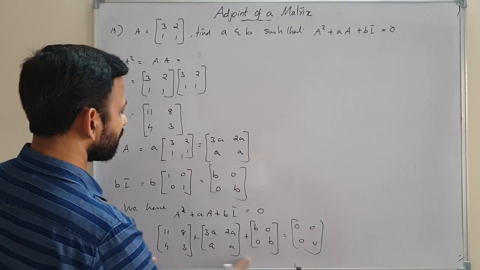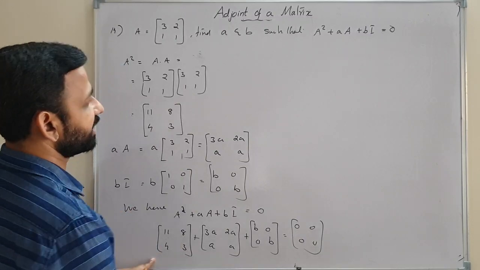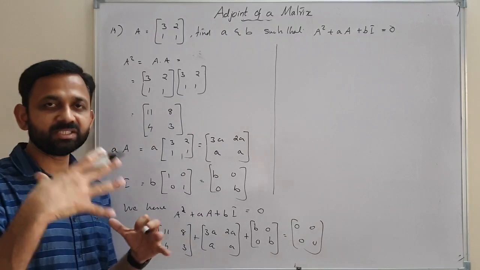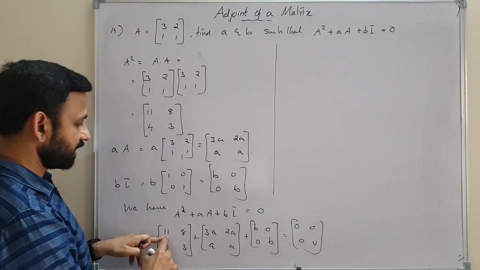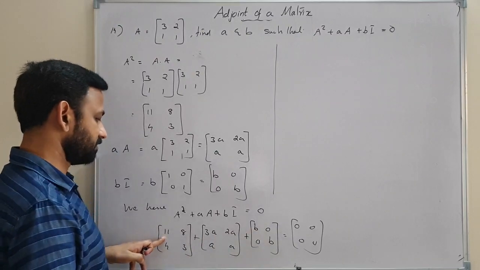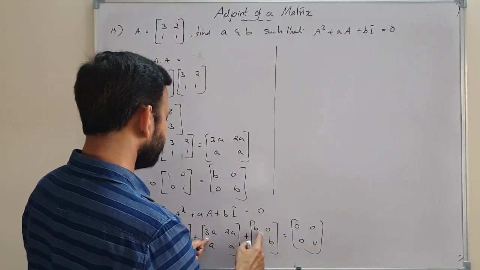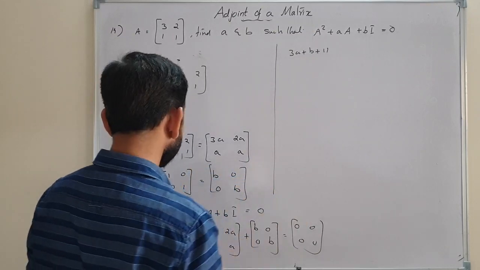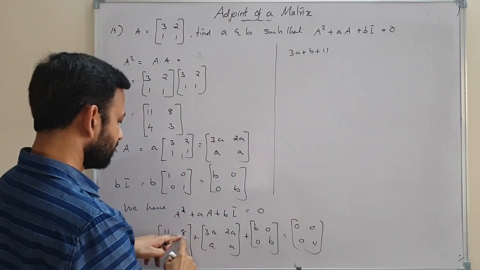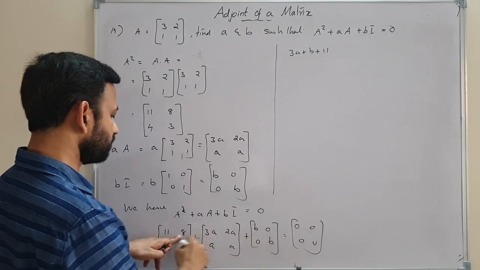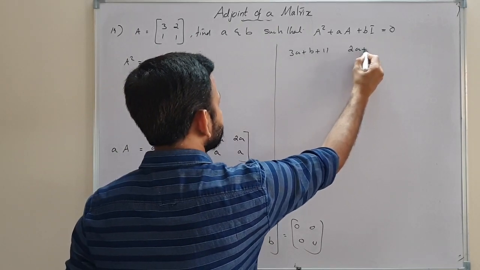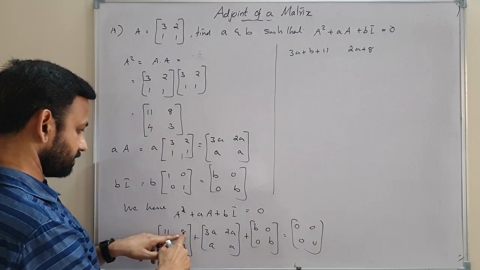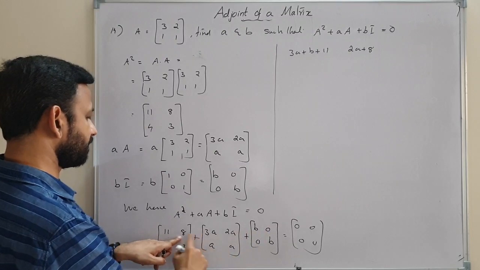Now we will find the sum of these three matrices on the left side. When we find the sum of these three matrices, we will find the sum of the corresponding elements. 11 plus 3A plus B, that is 3A plus B plus 11. Then 8 plus 2A plus 0, that is 2A plus 8.